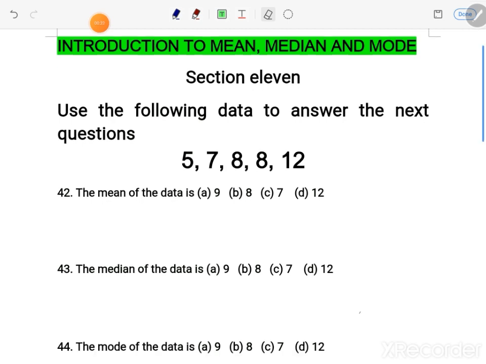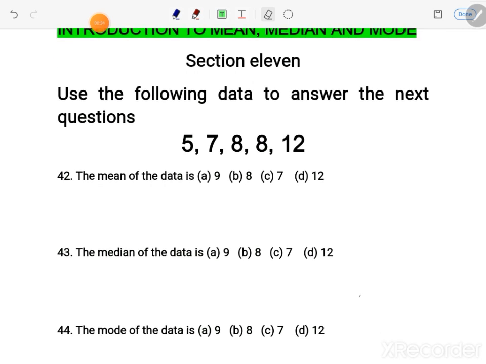These questions are picked from section 11. The numbers are there. You can cross-check your past questions on Fed 840 to confirm. And we are required to calculate the mean, the median, and the mode of the distribution given to us here.